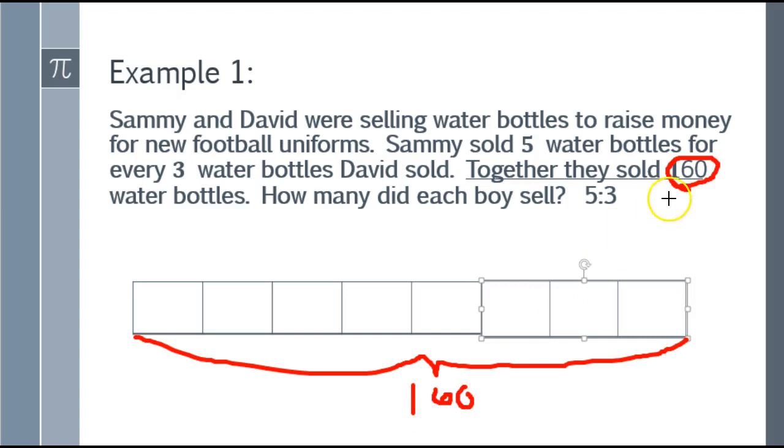So now I want to break down this 160 between the 8 pieces. And in order to do that, I would have to divide my 160 by 8. So 8 into 16 goes 2 times. 2 times 8 gives me 16. I subtract. I bring down my 0. And 8 into 0 goes 0 times. 0 times 8 is 0. And I'm finished. So now I see that each box represents 20.